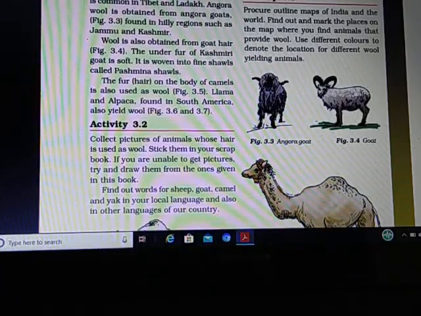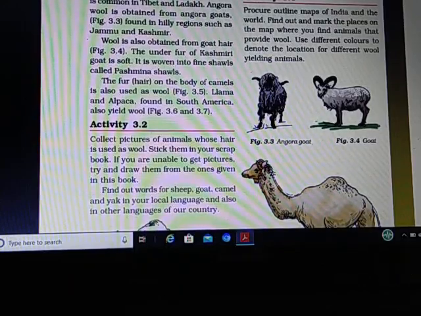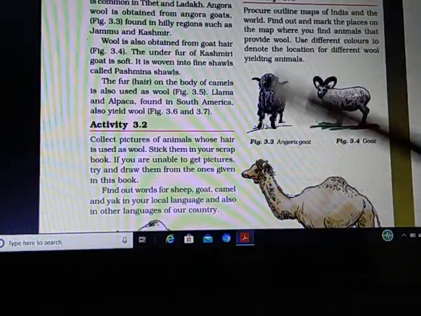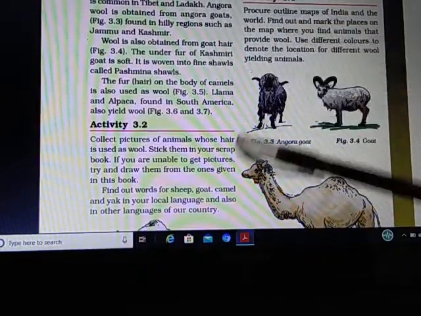In Ladakh or Tibet you are getting sheep wool and yak wool, so you have to mark that on the map of India or the map of the world with different colors. Like in Jammu and Kashmir you are getting Angora goat, so you have to write Angora goat in the Jammu and Kashmir state, with different colors or you may use pencil color. So these are two activities which you have to do. Activity 3.2 you have to do in your notebook, it is compulsory. So today's homework is activity 3.2.